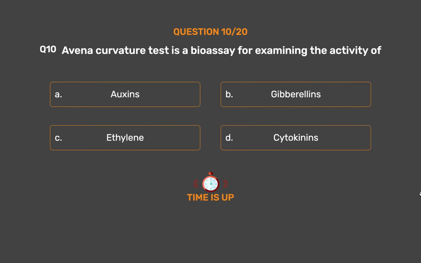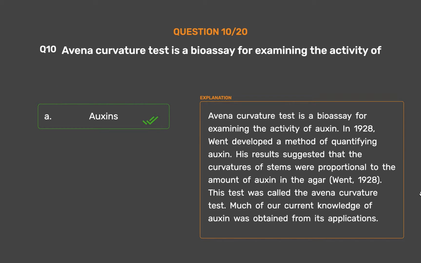The correct answer is Option A. Auxins. An Avena curvature test is a bioassay for examining the activity of auxin. In 1928, Went developed a method of quantifying auxin. His results suggested that the curvatures of stems were proportional to the amount of auxin in the agar. Went, 1928. This test was called the Avena curvature test. Much of our current knowledge of auxin was obtained from its applications.